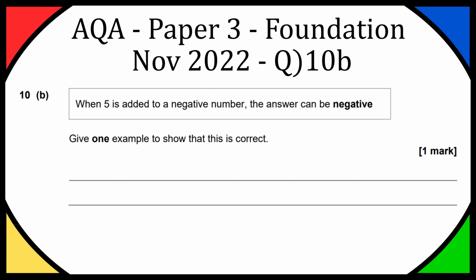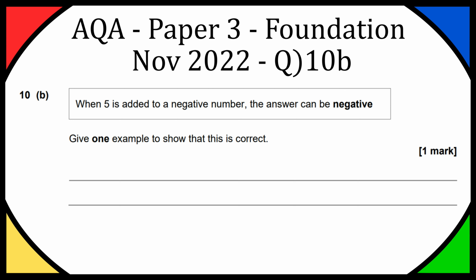So this question is basically saying, can you pick a negative number, add 5 to it, and then the answer still be negative? So we're going to have to pick a number smaller than -5. So for example, -6, -7, because if we choose a negative number between -5 and just below 0, then it's going to give us a positive output.